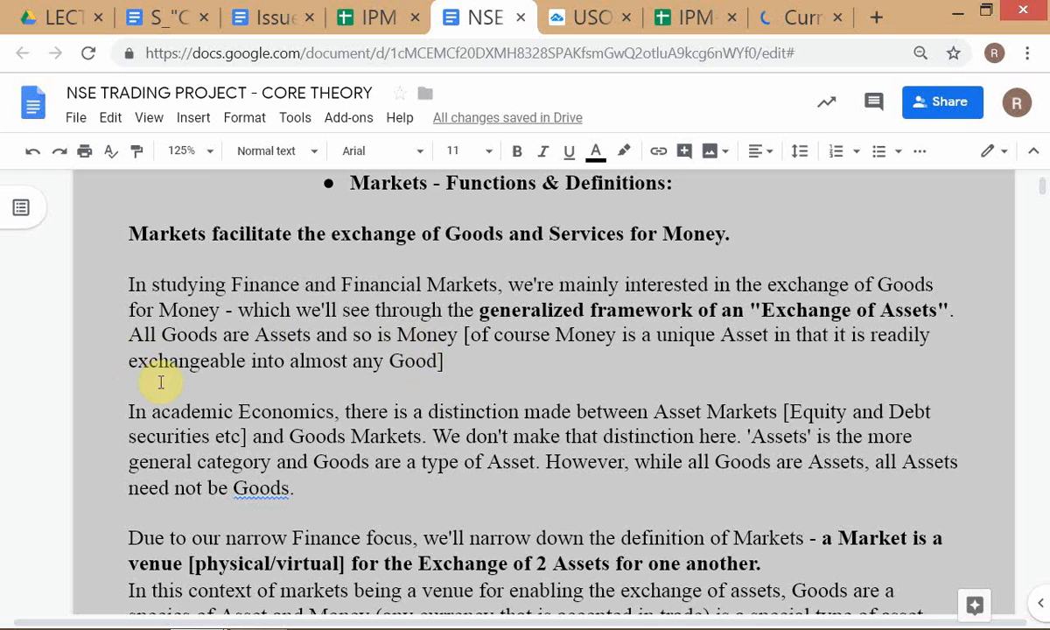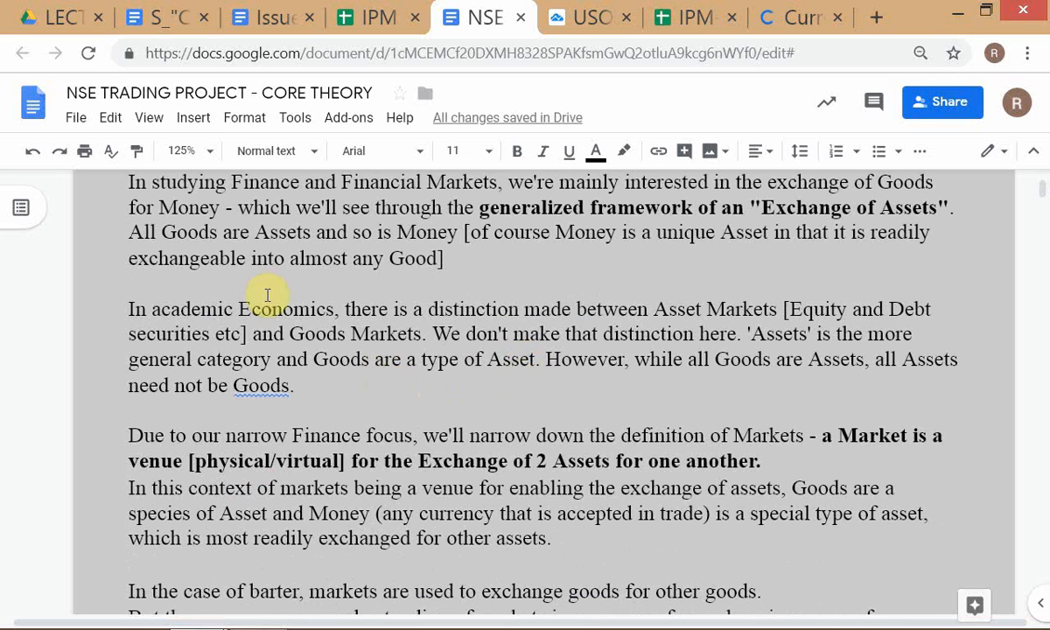You can read this a little bit. But essentially, for our purposes, a market is going to be defined as a venue for the exchange of two assets. And assets we are defining in a very general way. Everything is an asset. Commodities are assets. Money is an asset. Different currencies are also assets. Bonds are also assets. Equities are also assets.